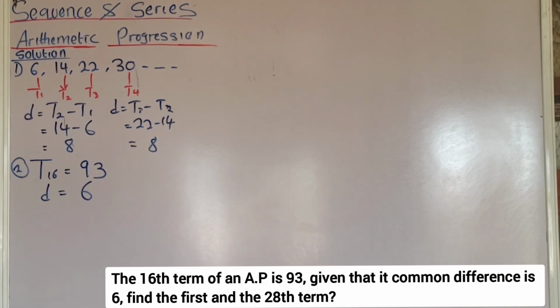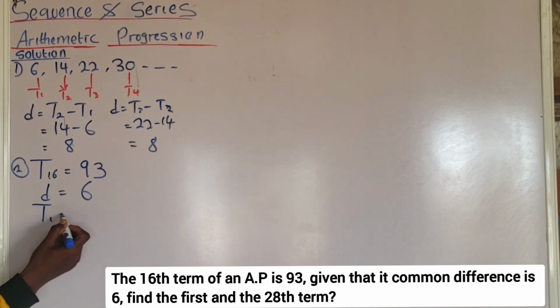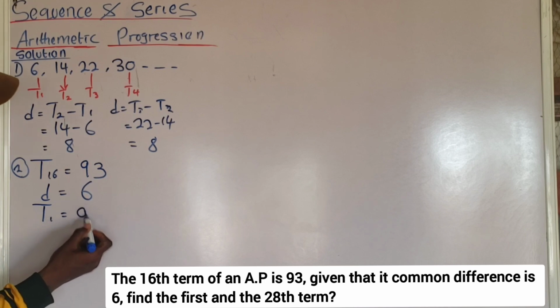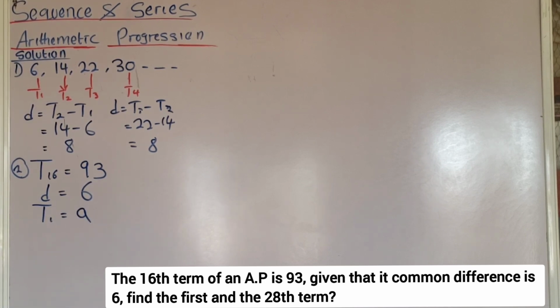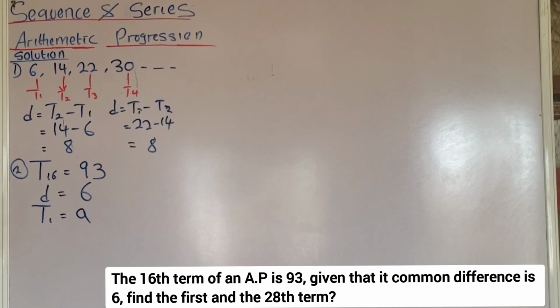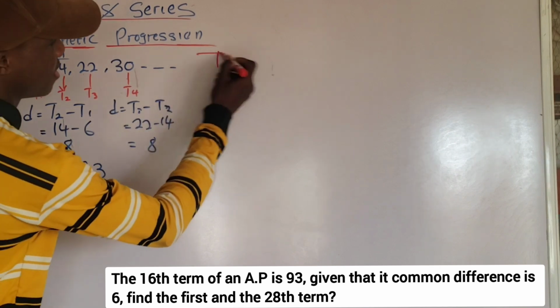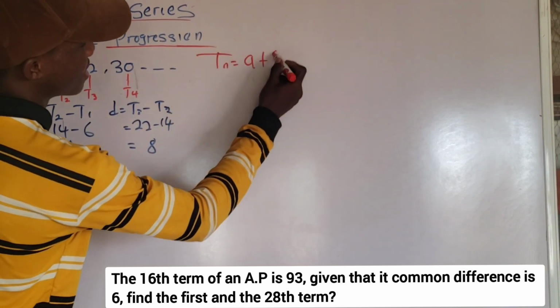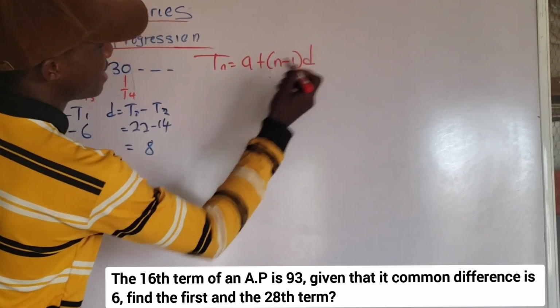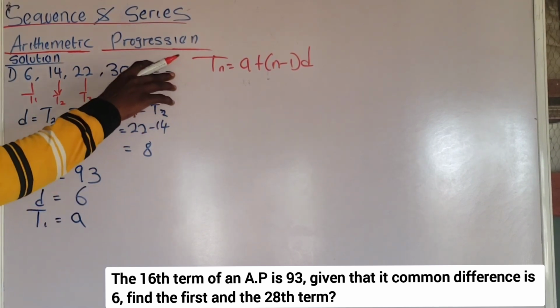We are asked to find the first term. The first term is T1, and the first term is also the same thing as A. Don't forget, in our previous class I gave you the formula for the nth term of an arithmetic progression. There I got something like this: Tn is equal to A plus n minus 1 multiplied by d. I'm very sure you remember this.